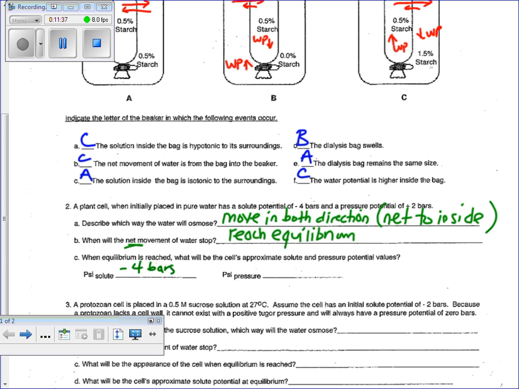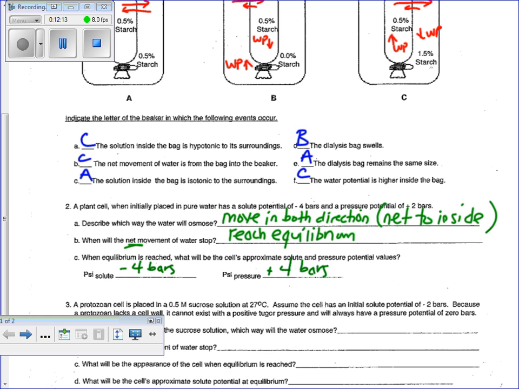If we're going to go to equilibrium, what's the pressure got to go to? It's got to equalize the solute concentration. It's going to go up to a plus 4 bars. It's going to go from 2 bars to 4 bars. That gain of water is going to increase the pressure in the cell. Once you reach 4 bars, that counteracts, because 4 bars plus negative 4 bars equals 0. And remember, the outside environment was also 0. Now you're at equilibrium.